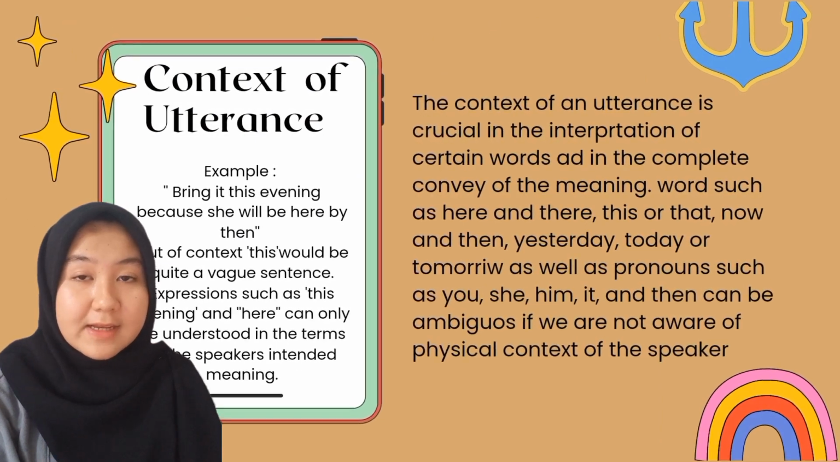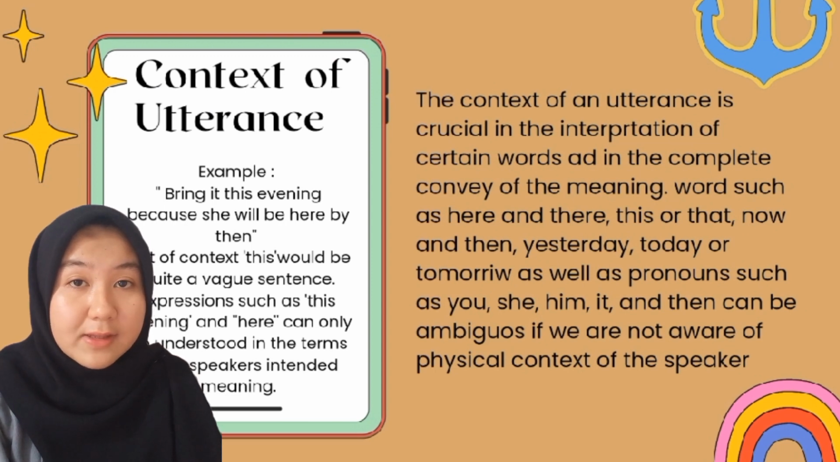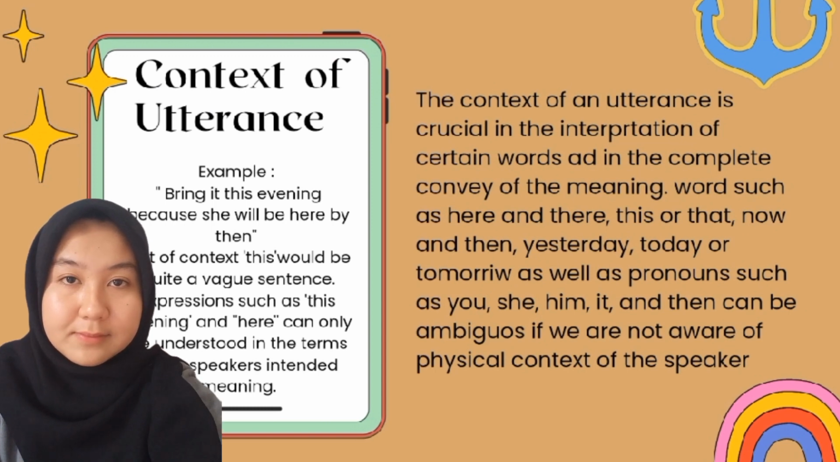Okay, the next slide is the context of utterance. The context of an utterance is crucial in the interpretation of certain words and in conveying the meaning. Words such as here and there, this or that, now and then, yesterday, today, or tomorrow, as well as pronouns such as you, she, him, it, and them can be ambiguous if we are not aware of the physical context of the speaker.